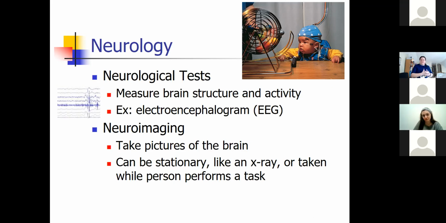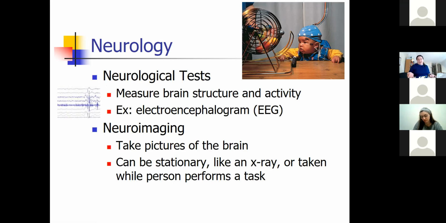He's just got some electrodes paying attention to what his brain is doing. And that's called an electroencephalogram, EEG. And if you've ever had an EKG for your heart, it's basically the same thing, but for your brain. And the output looks like this. So you basically see the activity in the brain.